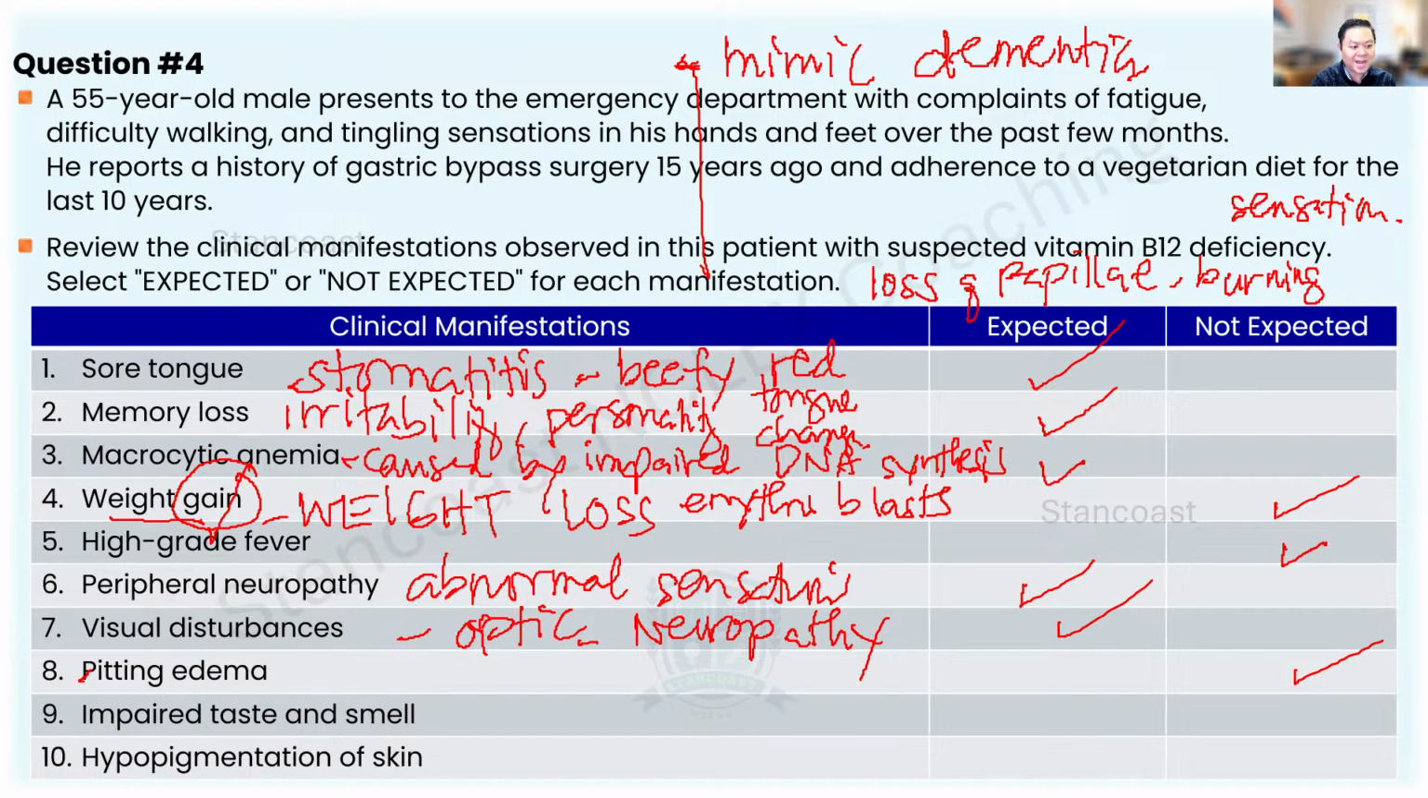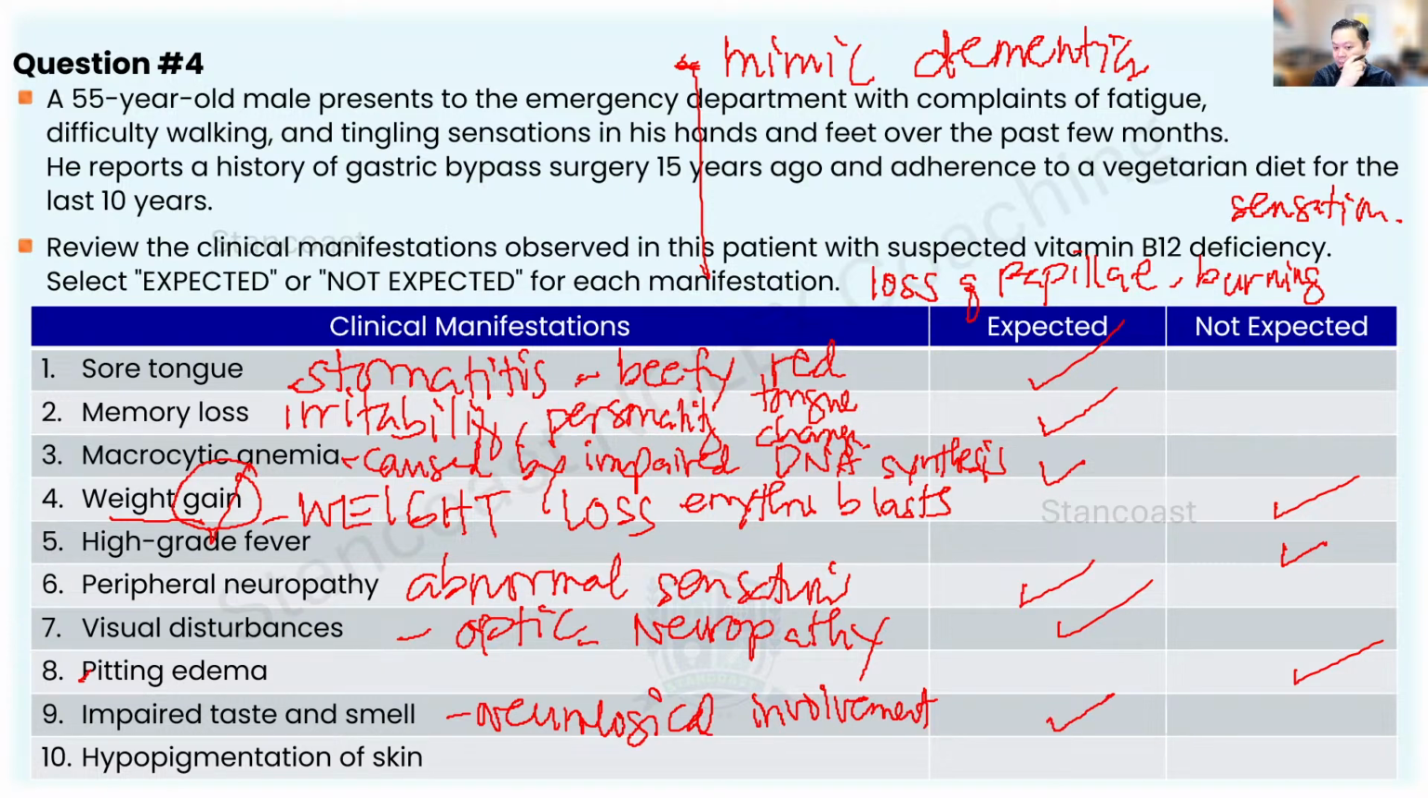What about number 9? Impaired taste and smell. What do you think about that? Well, with vitamin B12 deficiency, it can also affect the senses of taste and also smell because of the neurological involvement. So we will assign that to expected.